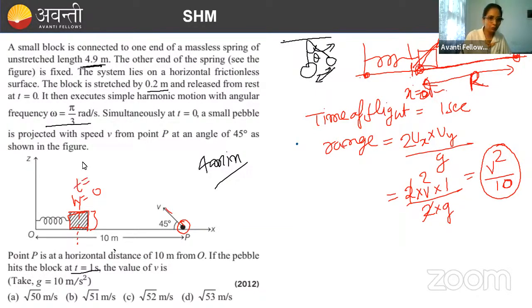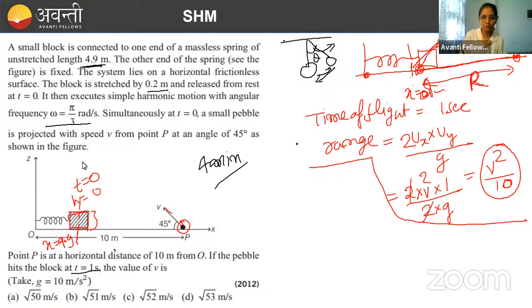So at t equal to 0, where was my block? My block was at the equilibrium position here, at x equal to 4.9, because the unstressed length of the spring was 4.9. So at t equal to 0, it was at 4.9. Now we need to see where the block is at t equal to 1 second. So first, you will write the time period value, or you just need to write its equation.